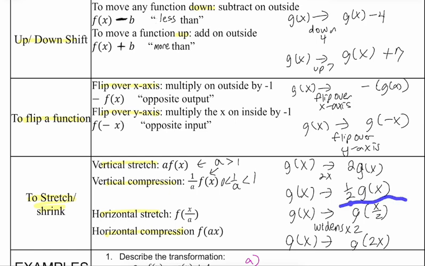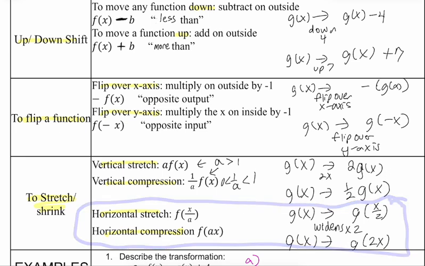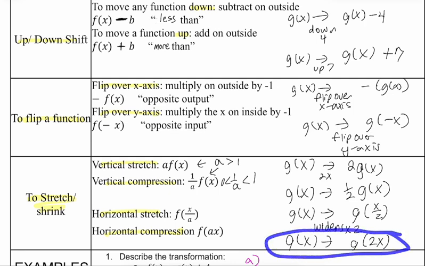So we should expect that if we do something to the inside, it should change it horizontally. If we divide by a number bigger than 1, it's going to widen it. So it does the opposite of what we expect. If we divide by 2, it's going to widen it. If we multiply by 2, it is going to compress it closer to the x-axis, or to the y-axis.